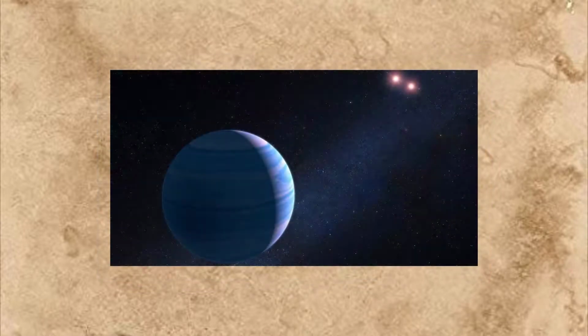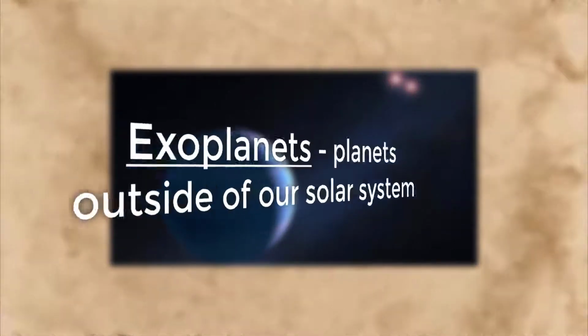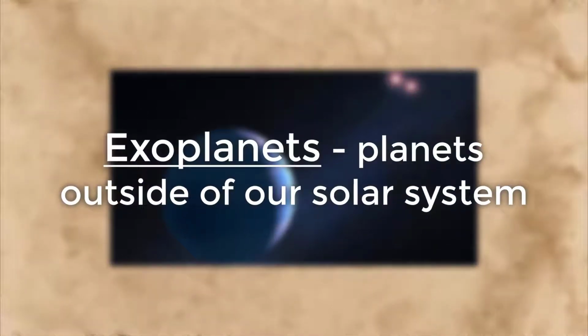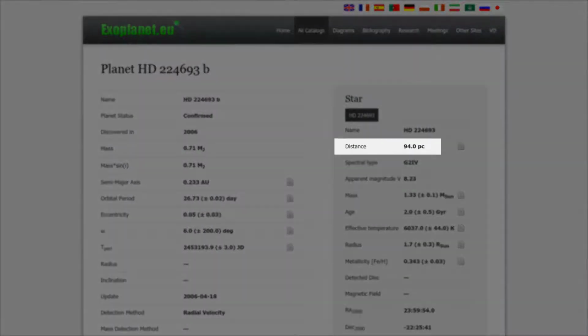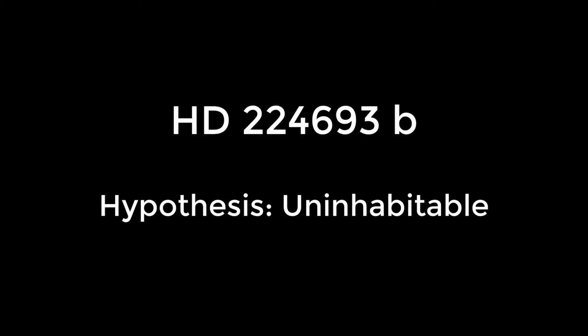However, we also know that these are not the only planets out in the universe. Planets outside of our solar system are what we call exoplanets. One particular exoplanet orbits a host star approximately 94 parsecs away, and will be the focus of this project. This is HD 224693b, a planet that our group hypothesizes will be uninhabitable. Let's take a closer look.